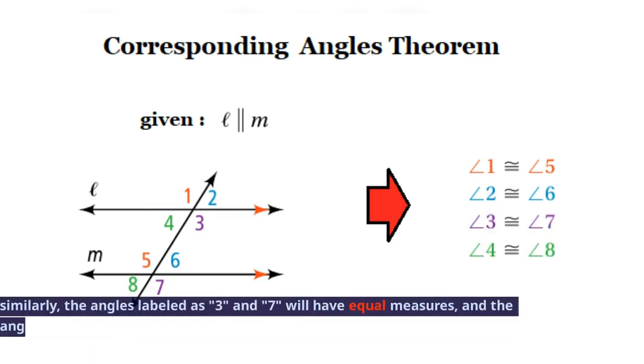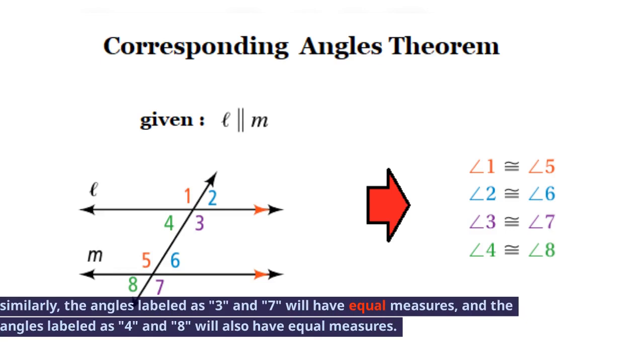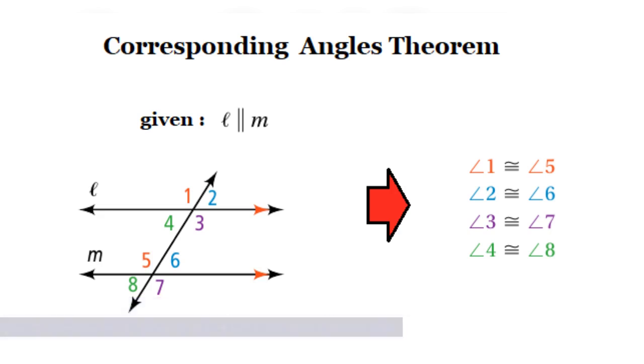Similarly, the angles labeled as 3 and 7 will have equal measures, and the angles labeled as 4 and 8 will also have equal measures.